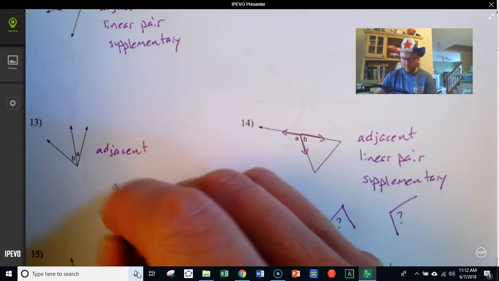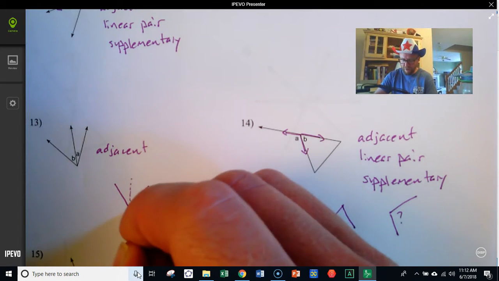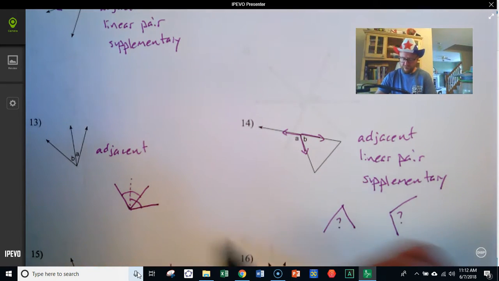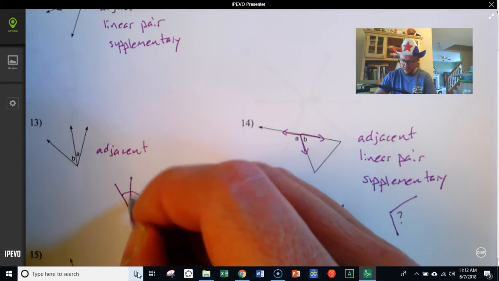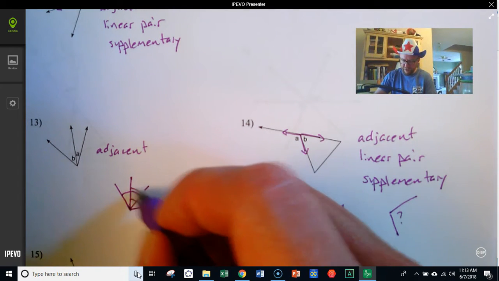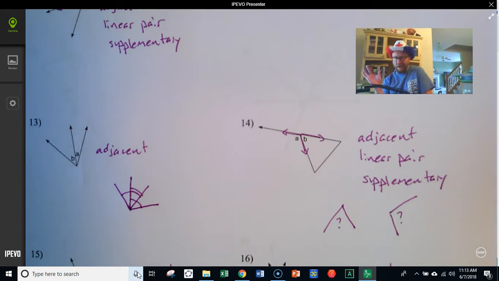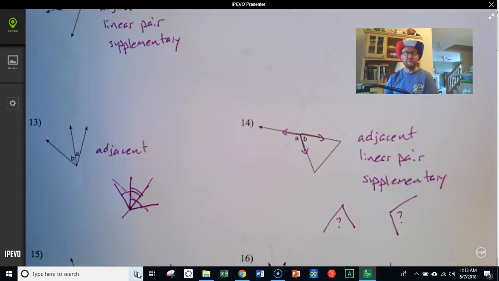For example, if I did something like this, these two angles didn't really share a side in that diagram. Here, if I've got this angle right here and this bigger angle right here, they do share one side off to the side, but they're not considered adjacent because they overlap. Okay. Probably that's just going to be confusing later.